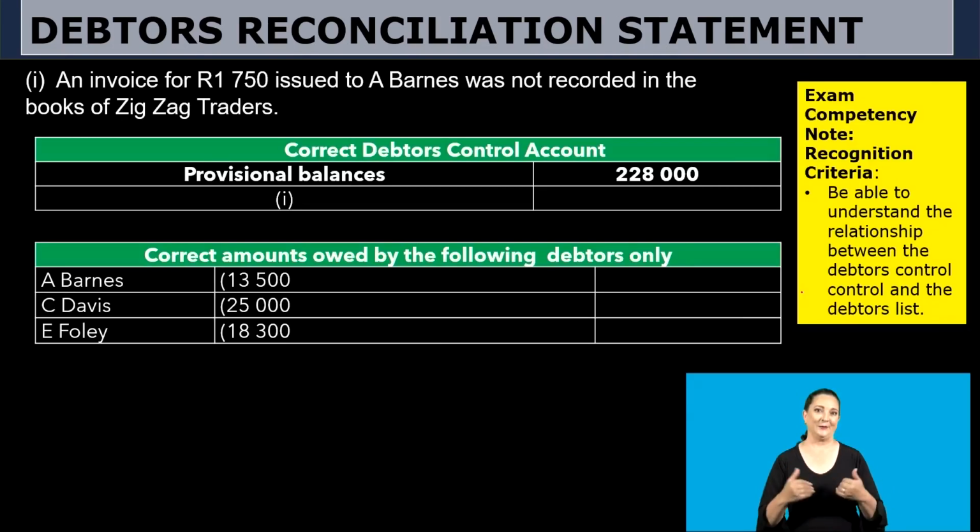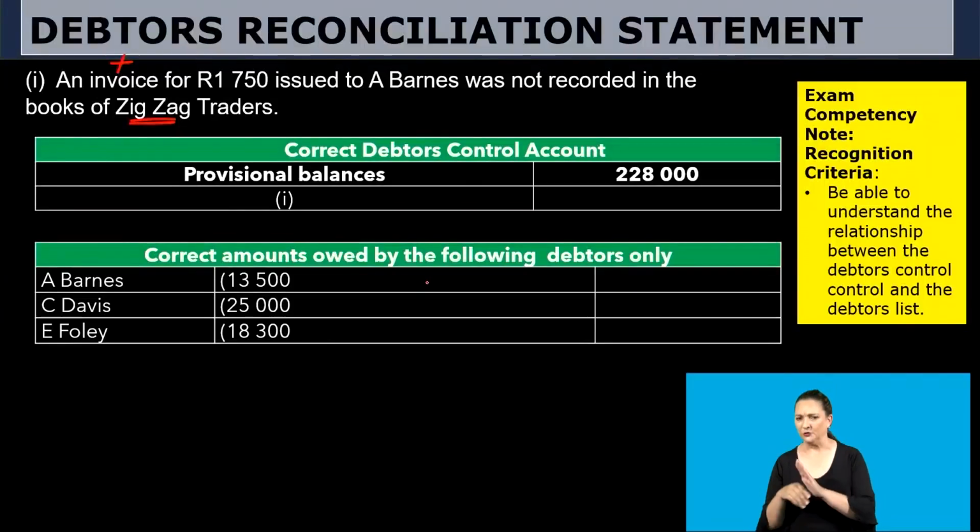Then let's begin. It reads, an invoice. I know that once I hear the word invoice, it means we sold goods on credit, so it should increase what our debtors owe us. So it's a plus. An invoice for 1,750 issued to Barnes was not recorded in our books. Zigzag Traders is us. So, if an invoice is not recorded in our books, it means we will not find it in the debtor's control, because the debtor's control is prepared by us.